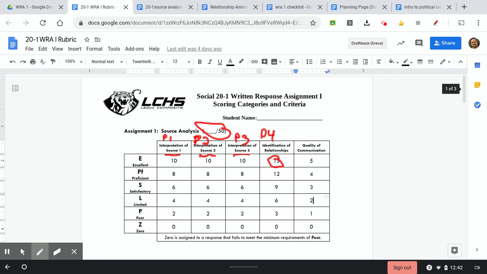Only 5 marks of a WRA1 is based on your communication. By communication, we mean things like, are you using social studies specific vocabulary? Do you have spelling errors? Are there capital letters where there shouldn't be? Are there letters that should have capital letters? These sort of things. But again, it's only 5 marks on a WRA1. Let's get into this then.